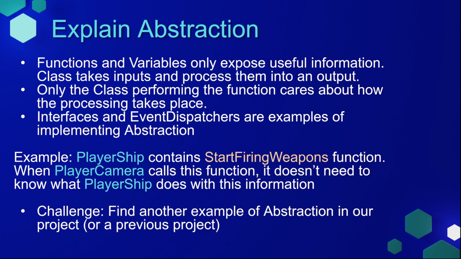Abstraction says that functions and variables only expose useful information. A class takes an input and processes it into an output, but only the class performing the function cares about how the processing takes place. Interfaces and event dispatchers are examples of implementing abstraction. For example, our player ship contains a start firing weapons function. When the player camera calls this function, it doesn't need to know what player ship does with this information. Player ship handles the start firing weapons function. It's only called by player camera.